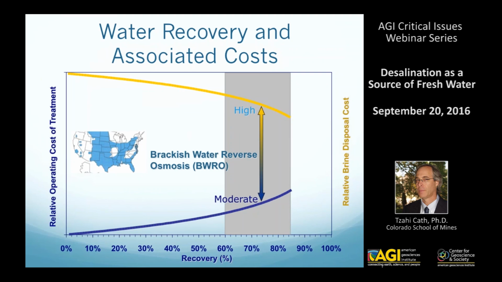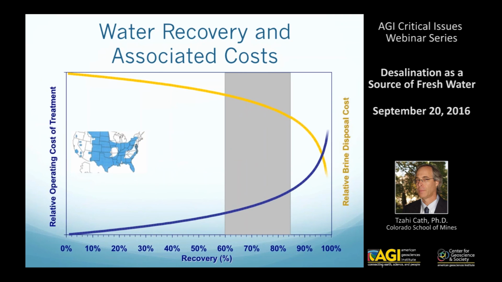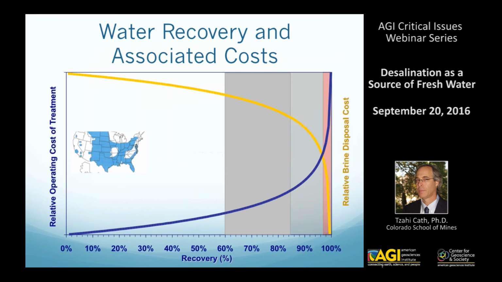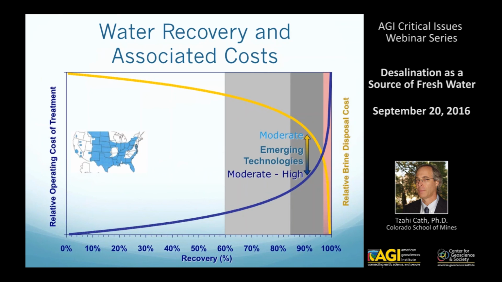For example, with seawater or brackish water reverse osmosis, we can do 60 to 85% recovery with moderate cost of operation and a relatively high cost of brine disposal. What we really want to achieve is zero liquid discharge, or very high recovery of the water, but that means much higher cost of operation. And in between, we have emerging technologies that we try to promote that can reach more than 90% water recovery.